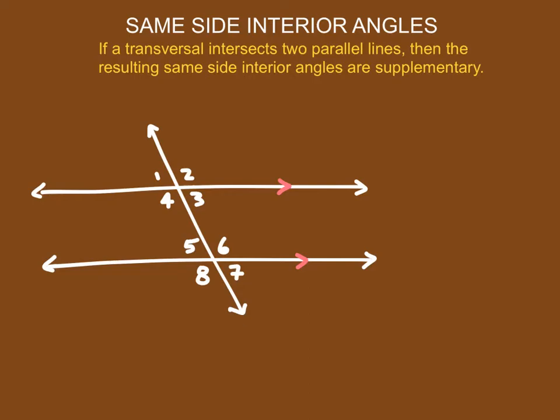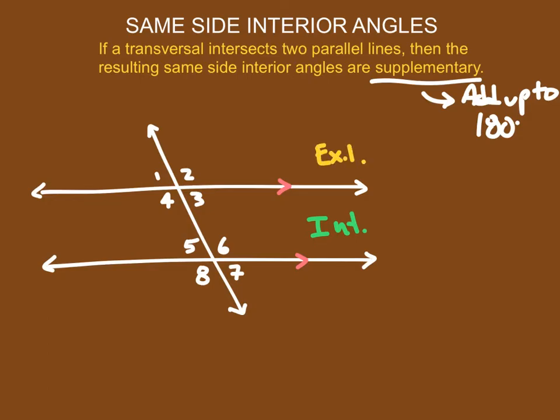The next pair of angles that we have here are called same side interior angles. And what it states is that if a transversal intersects two parallel lines, then the resulting same side interior angles are supplementary. Now we have to remember that supplementary means that they add up to 180 degrees, okay? So if we're talking about same side interior angles, let's start with labeling that this is the interior and that the outside is the exterior, okay?